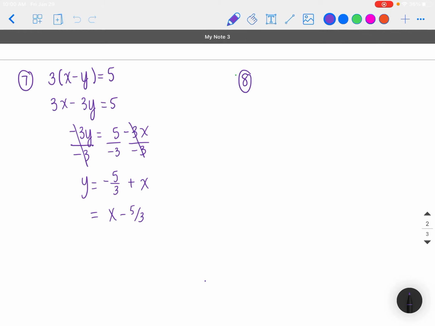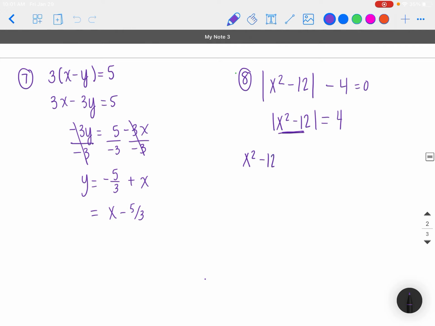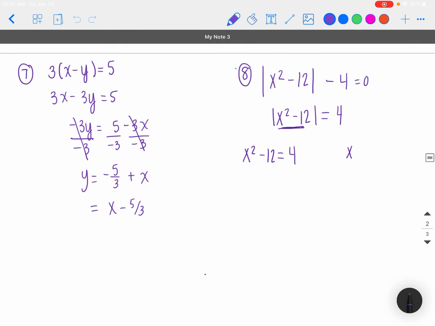This one trips up a lot of people. So absolute value, first off, you get everything on the same side. That -4 needs to get over, so I need to add it to both sides. We started with x squared minus 12, absolute value, minus 4 equals 0. So first thing I need to do is add 4. X squared minus 12 equals 4. And then I take what's inside the absolute value and set it equal to both 4 and -4.